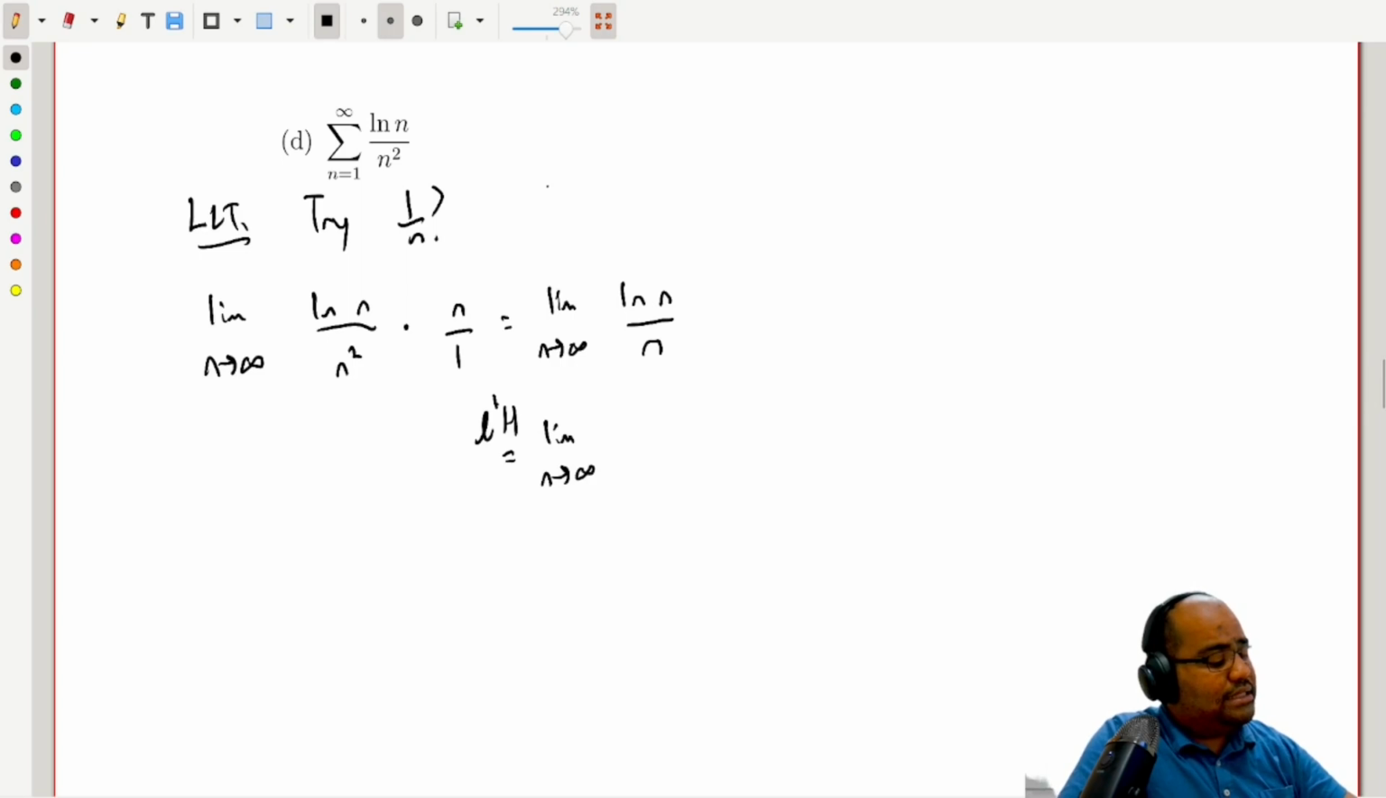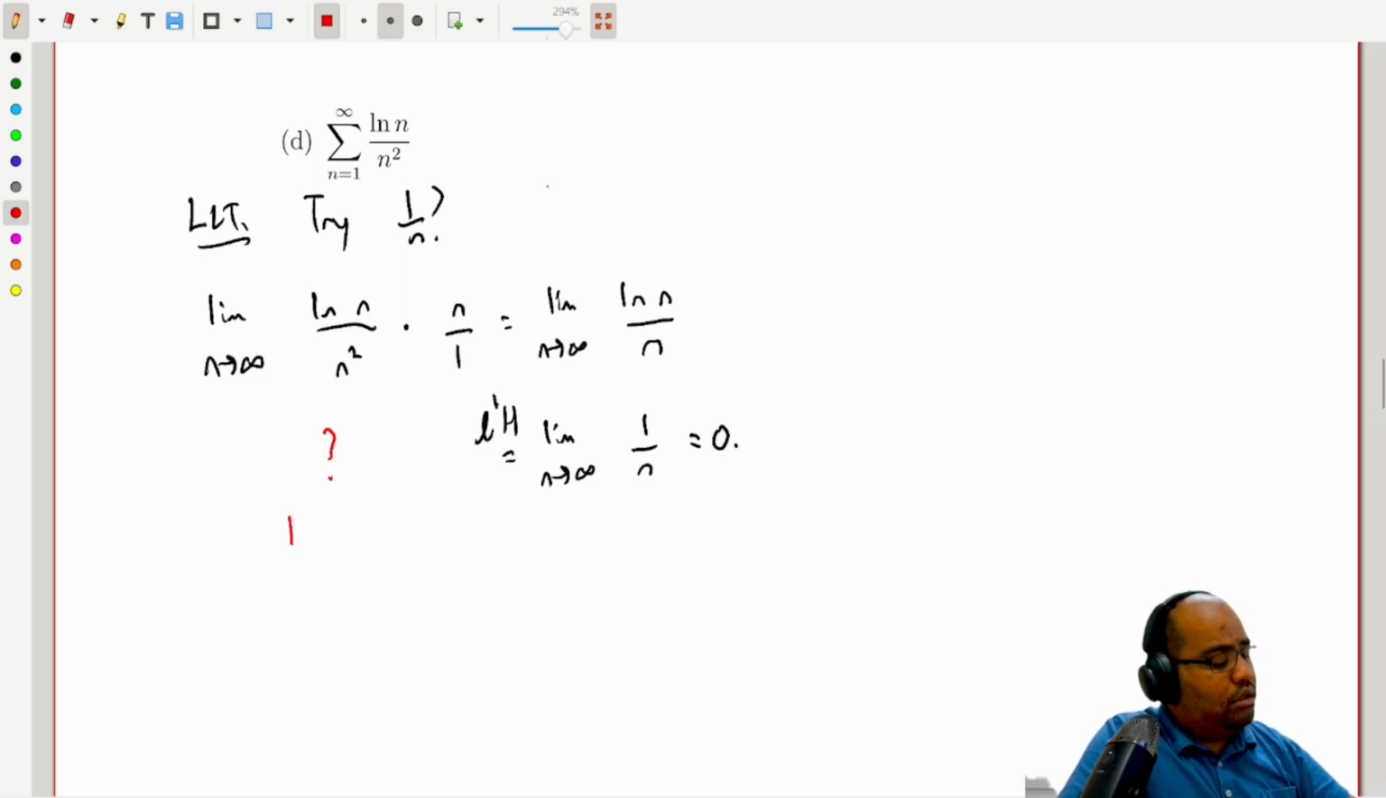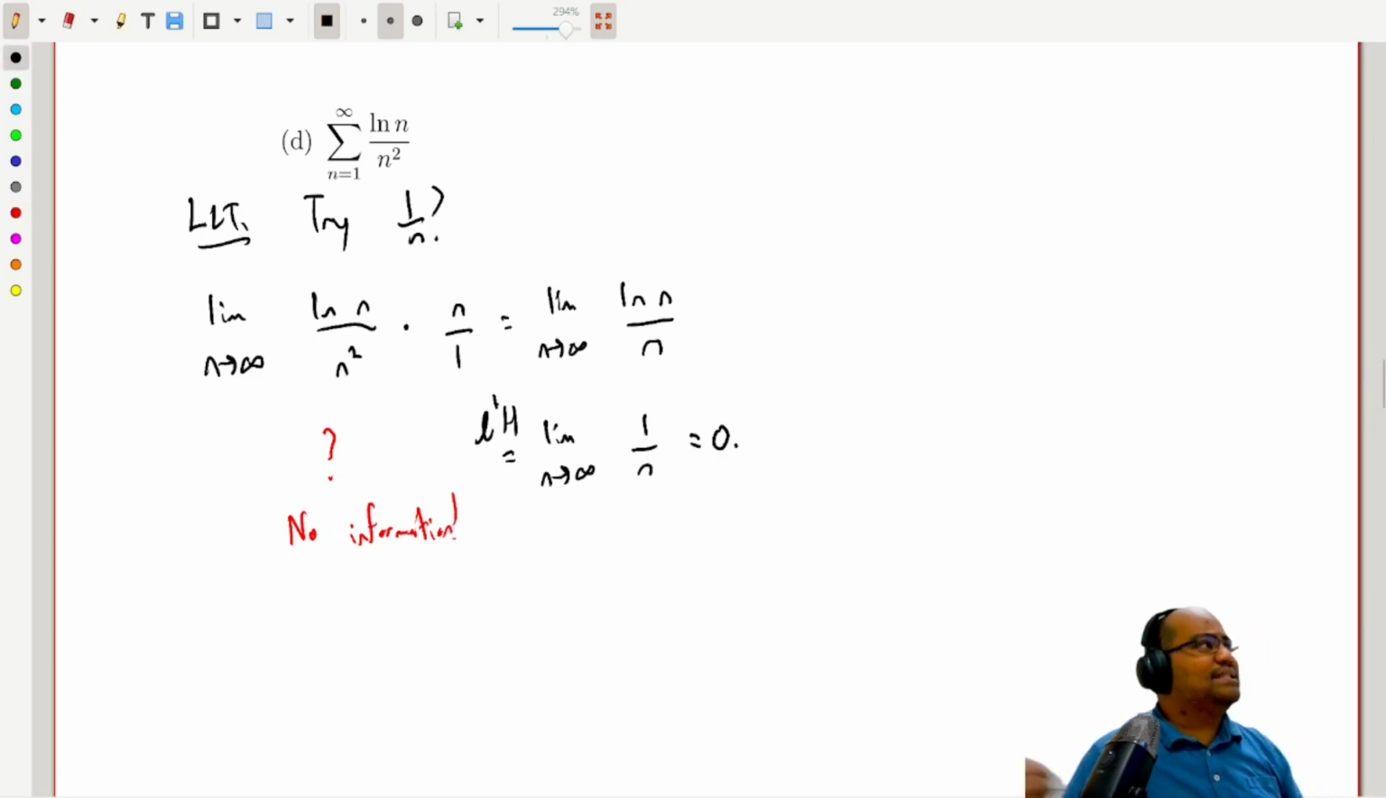we'll get that this is the same as the limit of 1 over n as n goes to infinity, which is 0. But we know that the sum of 1 over n diverges. That's the canonical harmonic series, right? So does this really give us any information? We have no information. We can't conclude anything. That's the problem here.